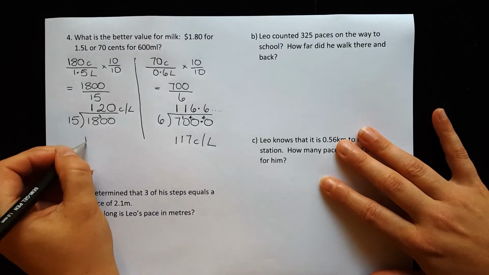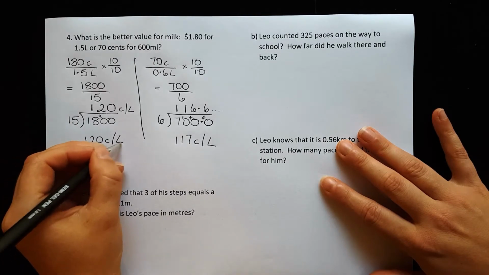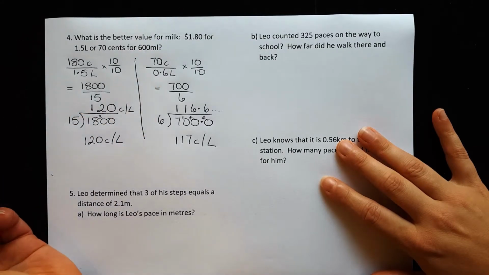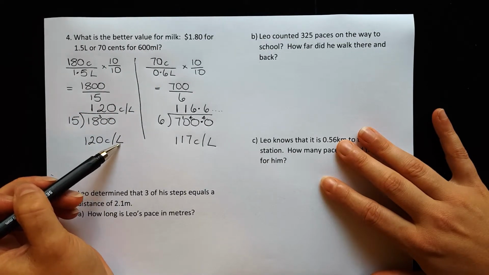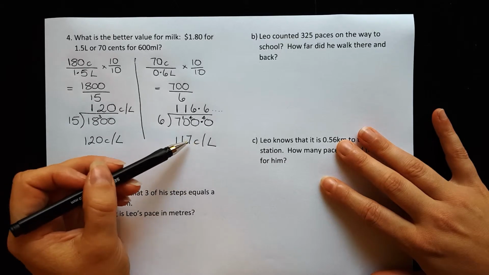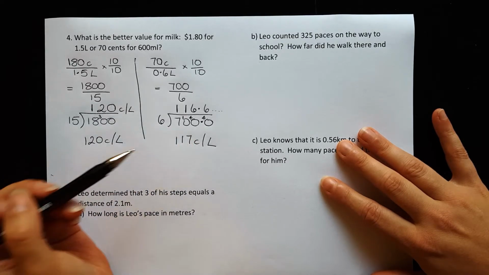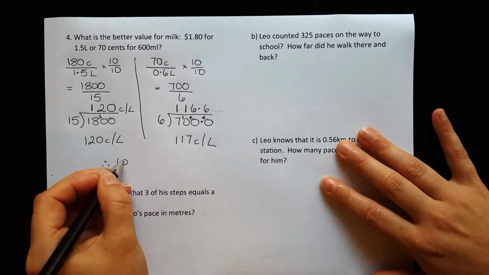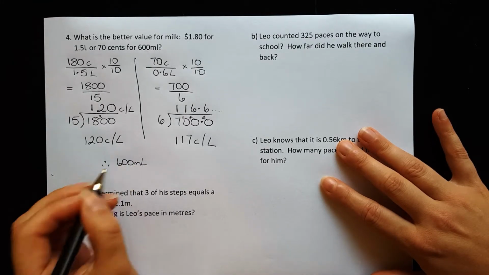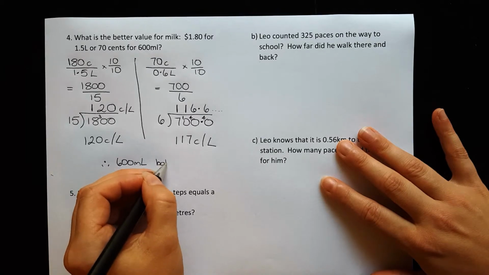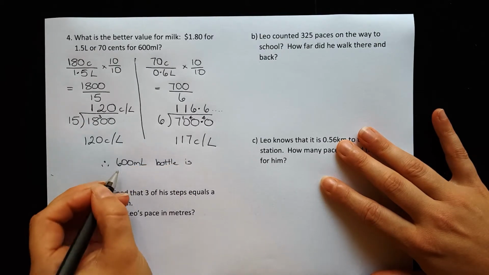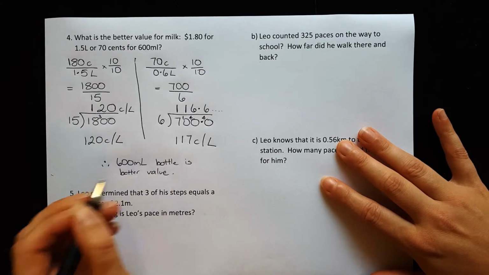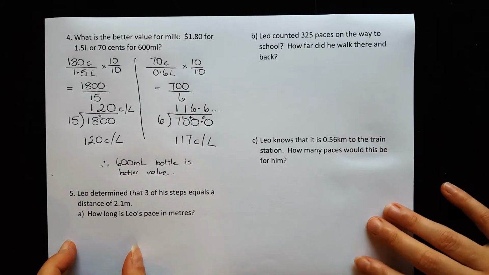And this one was 120 cents per litre. So the question was, what is the better value for milk? 120 cents per litre or 117 cents per litre? That is just slightly cheaper. So that means that therefore the 600 ml bottle is better value. Okay, so that's the end of question 4. Let's go on to question 5.